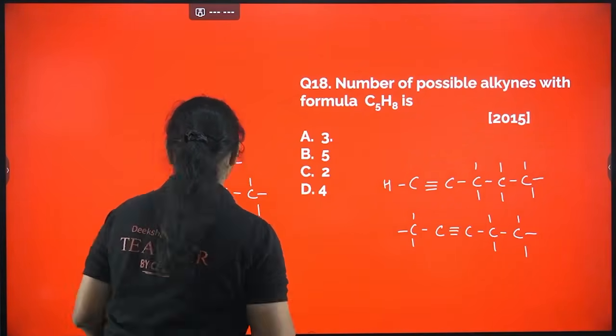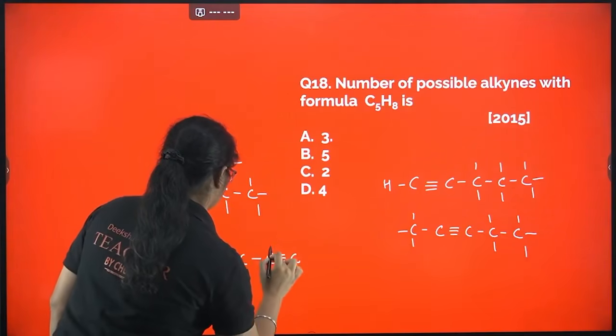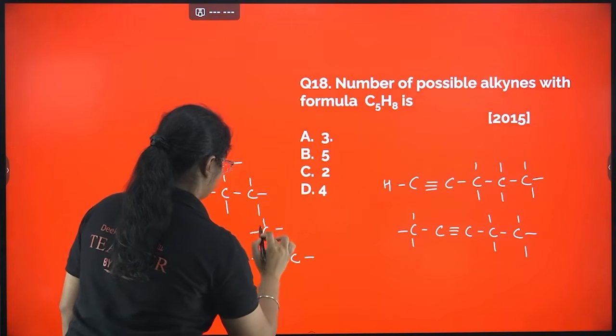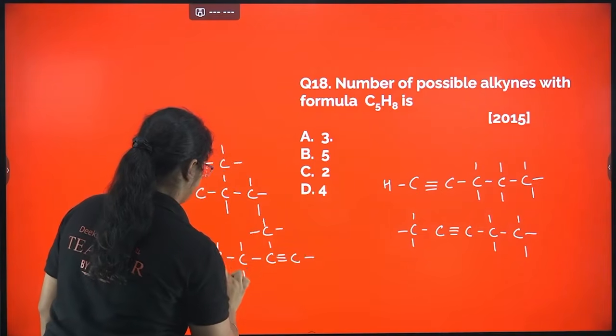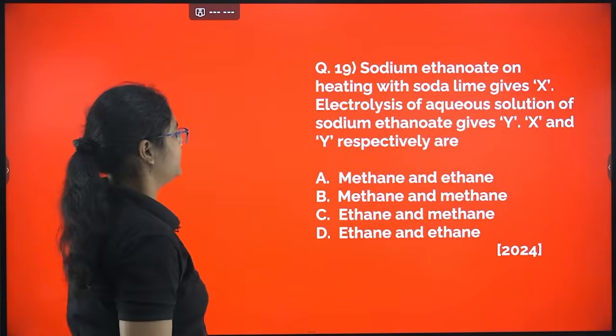I can try one more. If I can have it like this, okay, then we count 9 carbons, so we require more hydrogen. So 3 is the correct answer, option number A here.